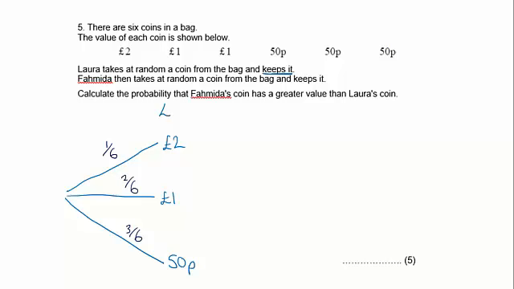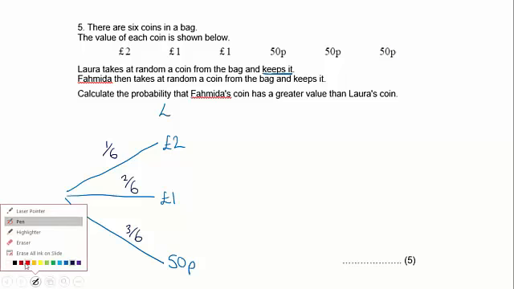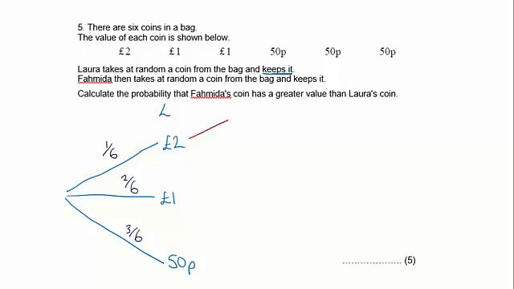Now, I'm not going to simplify my fractions, because that's going to make things easier later on when we might have to add fractions. If your denominators are all the same, it makes things a lot easier down the line. Okay, so now we've got to think about Famida when she takes the coins.